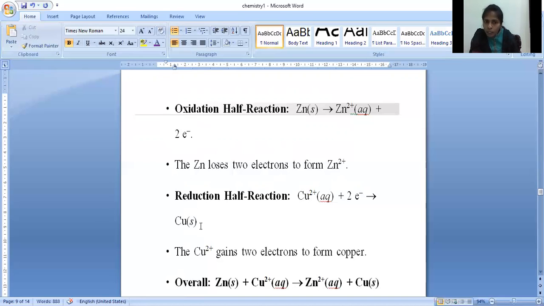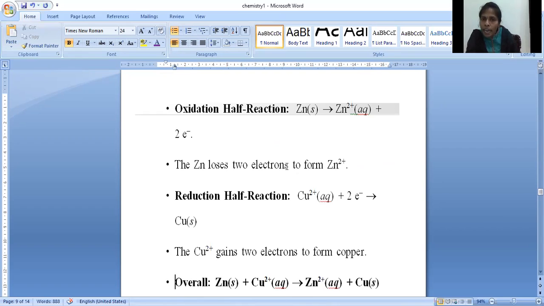It gets the neutral charge because initially it has 2 positive, and 2 positive means 2 electrons are deficient. 1 plus means 1 electron deficient, 2 plus means 2 electrons deficient, 3 plus means 3 electrons deficient. So this copper plus 2 has 2 electron deficiency, so it gains the 2 electrons to produce copper. That is reduction. The Cu plus 2 gains 2 electrons to form copper.